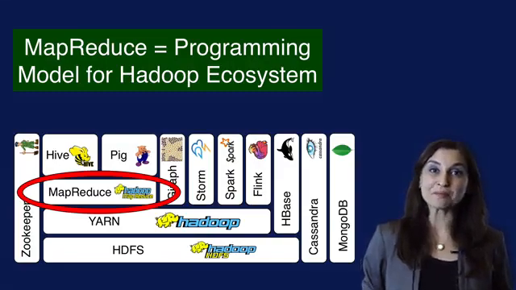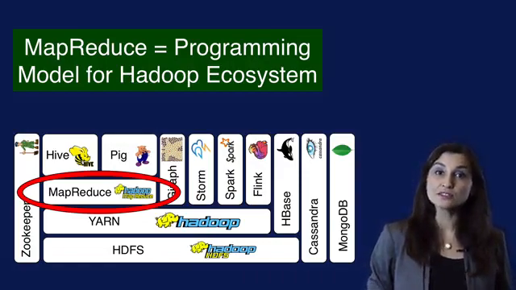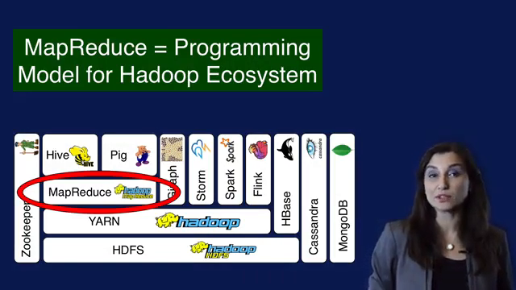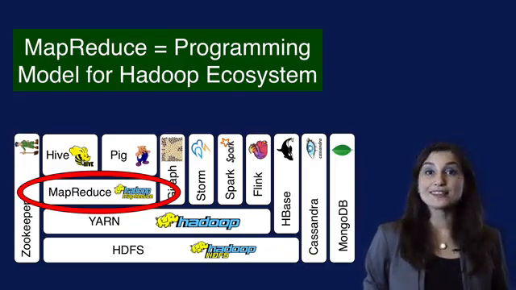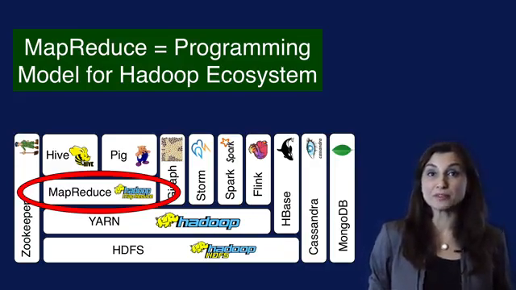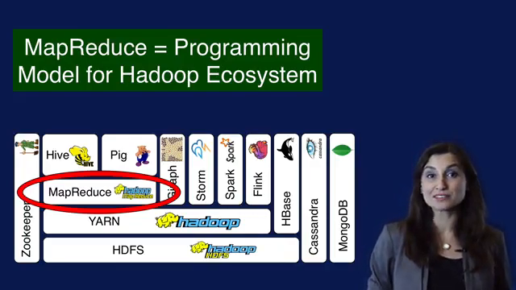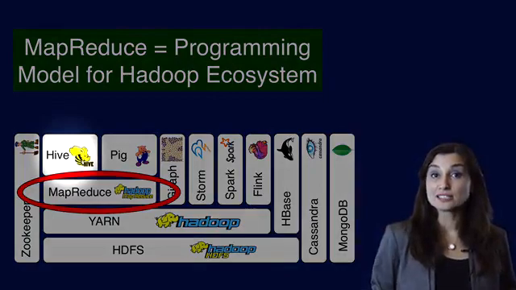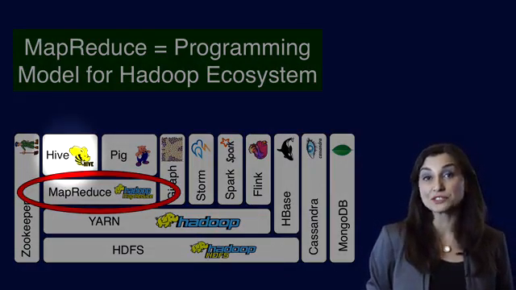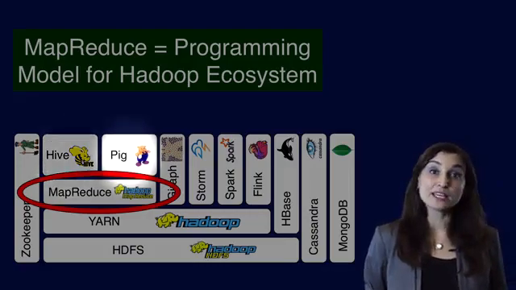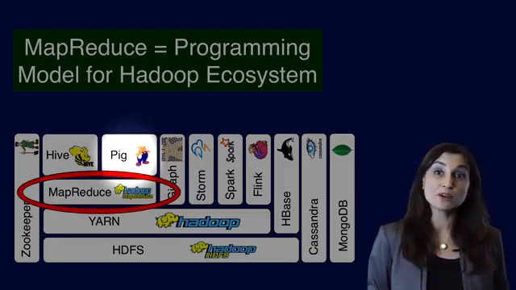MapReduce is a programming model for the Hadoop ecosystem. It relies on Yarn to schedule and execute parallel processing over the distributed file blocks in HDFS. There are several tools that use the MapReduce model to provide a higher-level interface to other programming models. Hive has a SQL-like interface that adds capabilities that help with relational data modeling, and Pig is a high-level data flow language that adds capabilities that help with process modeling.